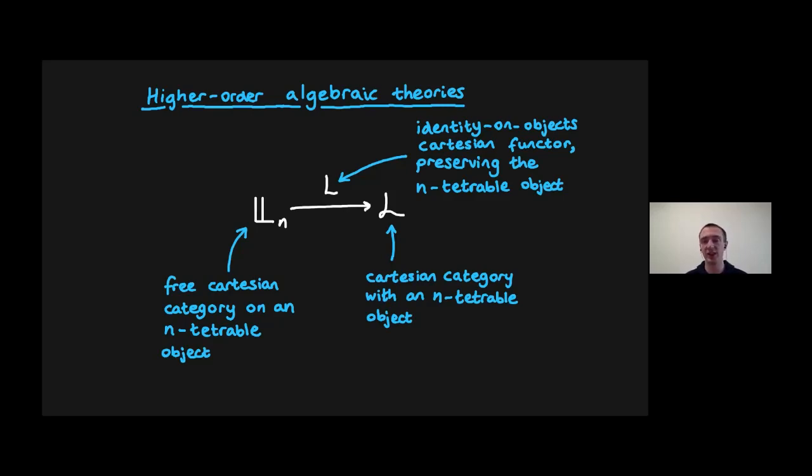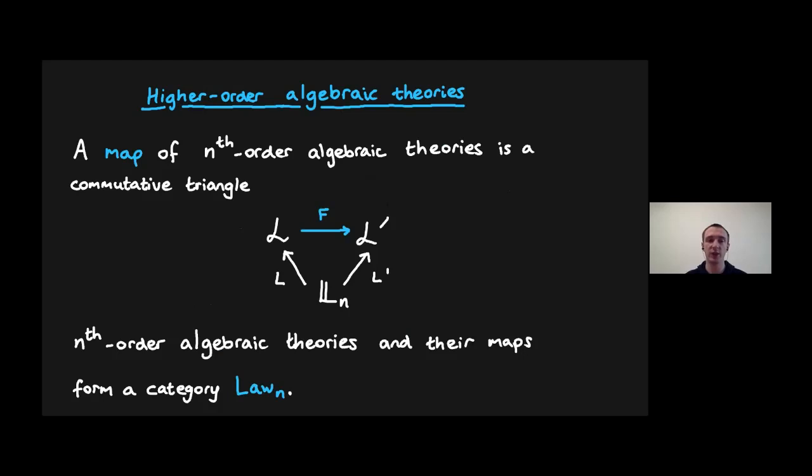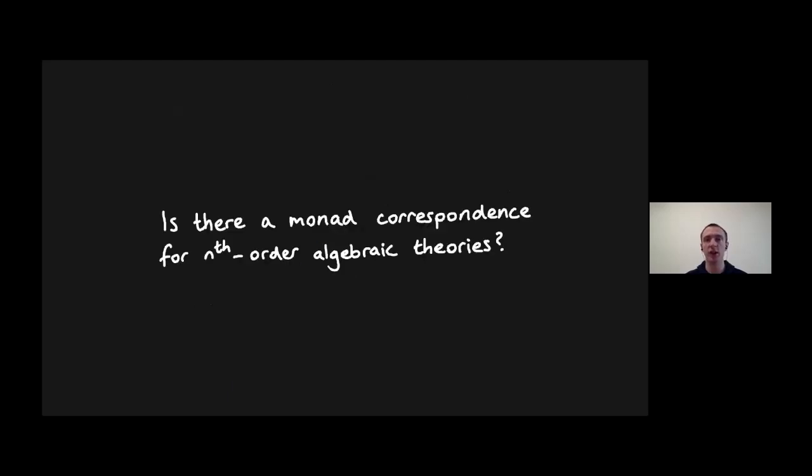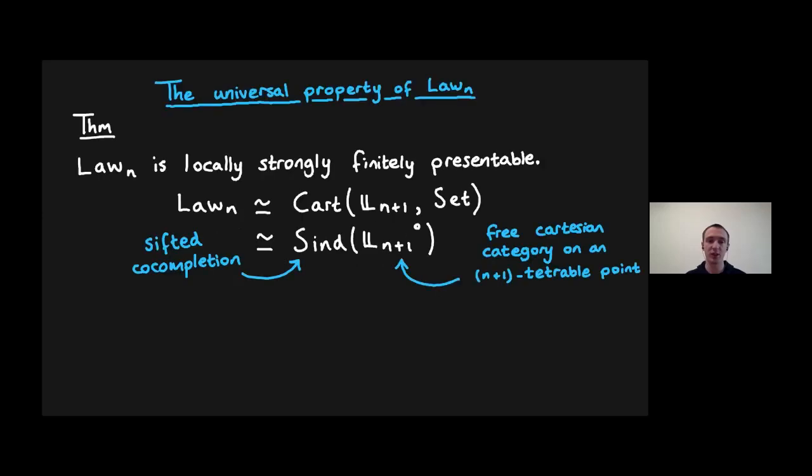And this is going to be exactly the same. We're taking identity on objects functors that preserve all the structure. And again, we have morphisms of these things and they form a category. But that's not going to be so important for the rest of the talk. And again, we have the question that we had in the second order case, which is: is there a monad correspondence? And in the last 5 minutes or so, I'm hoping to show you that there is, in fact, such a correspondence.